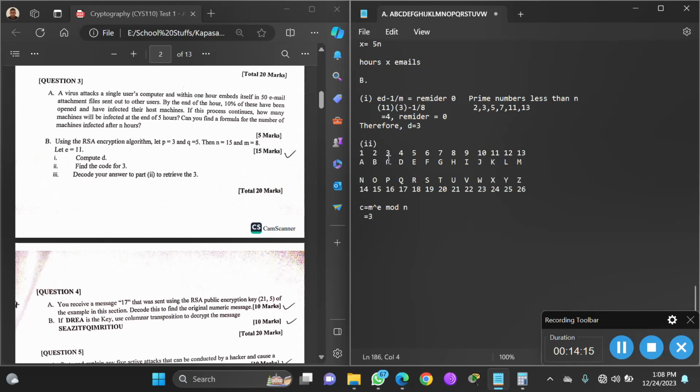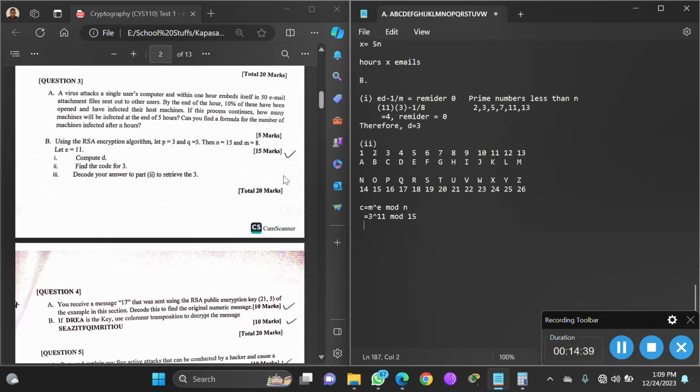So we just say 3, because we cannot compute something with letters. So I'll just say 3, not C. Then power. So E from the question, as you can see, it was 11. So we say 11, then mod n. So n basically is 15 from that question, like that.